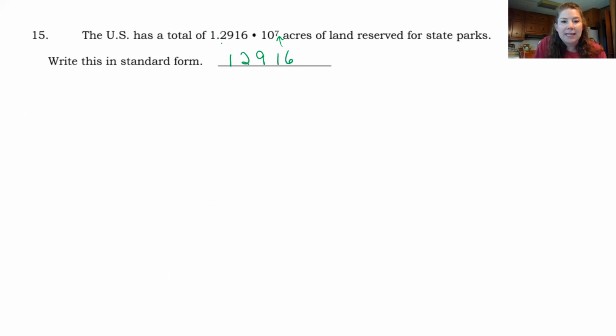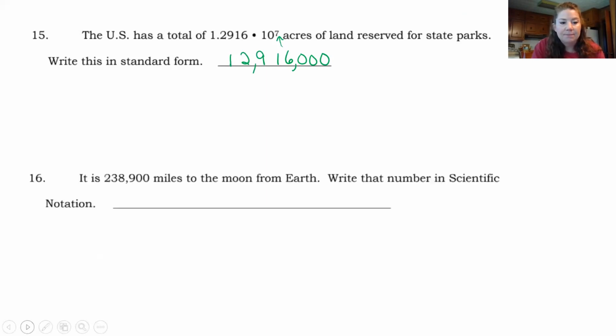2916, that would be moving it 1, 2, 3, 4 places, 5, 6, 7. So from here to the end is 7 places. So make sure you add those commas so it's easy to read. So 12,916,000 acres of land. It's a lot.